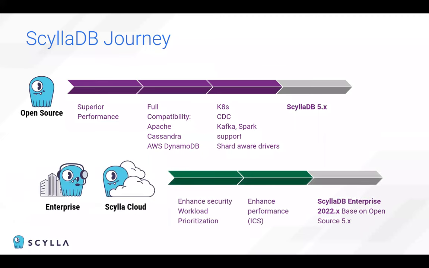So the journey to 5.0, I would say Scylla exists for about 8 years. Initially, we started with the focus around performance. We have a shard per core architecture that allows Scylla to scale very nicely on a large machine with multi-cores. The next step was to complete the API, and Scylla is now compatible with both Apache Cassandra and AWS DynamoDB.